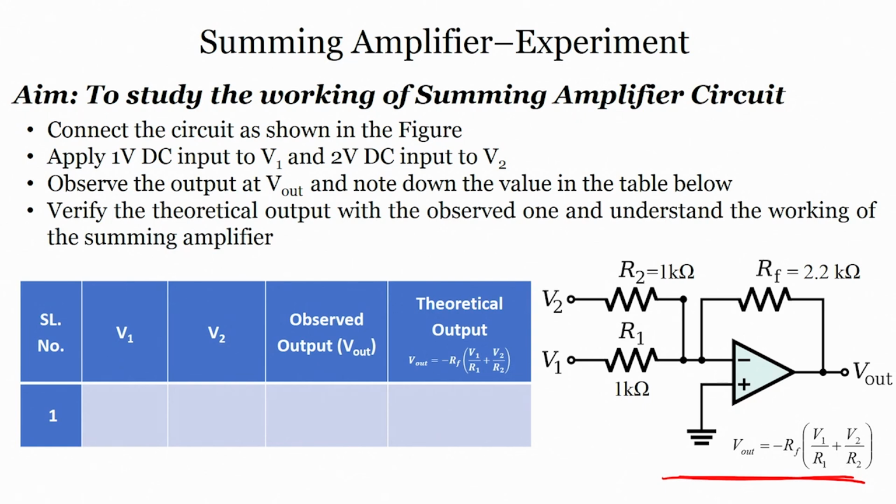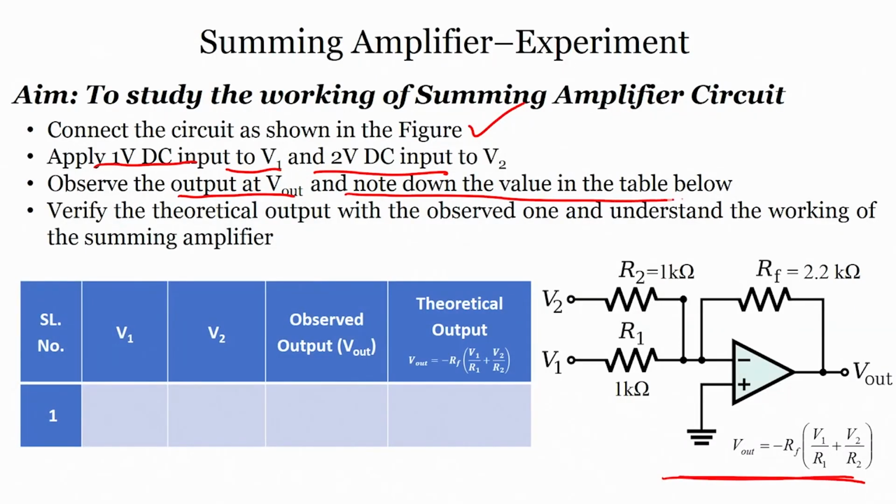So, if you want to perform summing amplification, we first have to connect the circuit as shown in the figure. Second, we apply 1 volt DC to V1 and 2 volts DC to V2. It means we have 2 signals; we can apply 1 volt or 2 volts or 0.5 volts and 1 volt, it does not matter. Whatever signals we apply, we have to add them and amplify them depending on the amplification factor. That is how the summing amplifier works. So, observe the output and note down the value in the table.